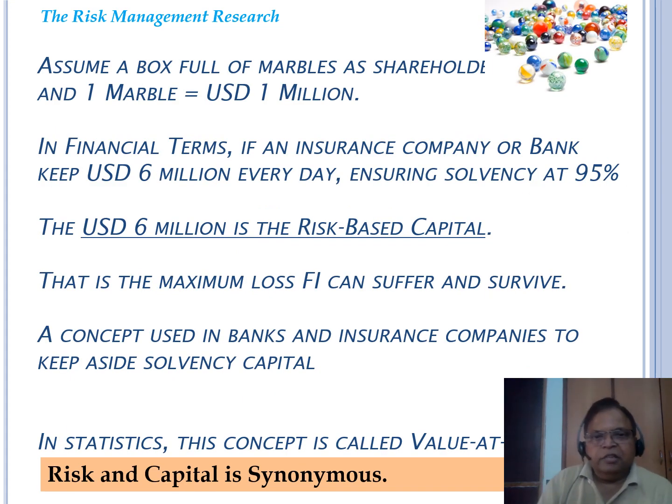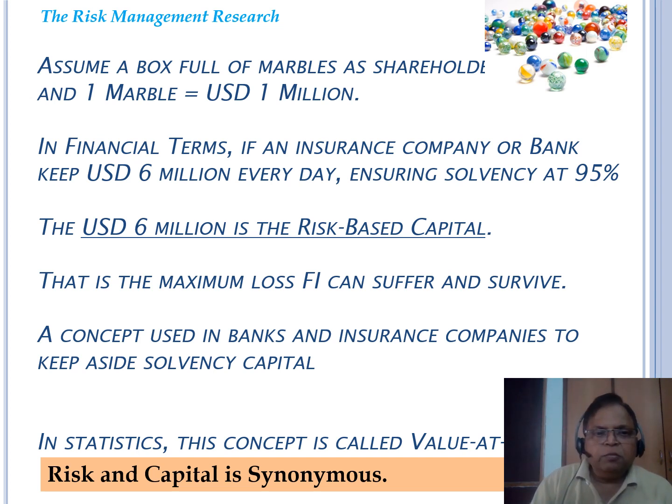Now let's convert this into financial risk management terms. Assume that the box full of marbles is the shareholders' money, which is doing business in, say, an insurance company or a bank. And let's say that one marble is equal to 1 million US dollars. So in financial terms, if an insurance company or a bank keeps aside $6 million every day, then there is a 95% chance that they will remain solvent. That is how it is translated into financial terms.